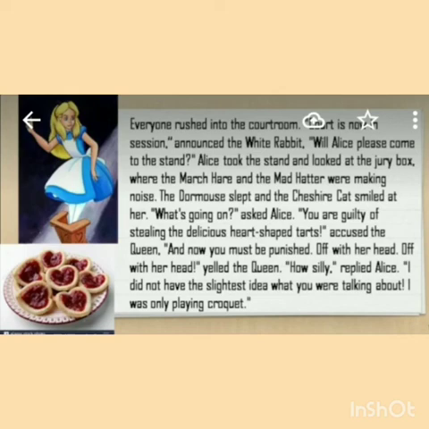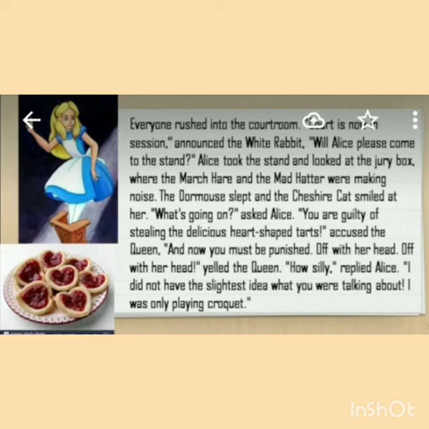Okay, the judges will be there to give the verdict. She is waiting. The rabbit and the clown are making noise. Dormouse slept and the Cheshire cat smiled at her. So the mouse is sleeping and the cat is smiling on seeing this girl. What's going on? asked Alice.